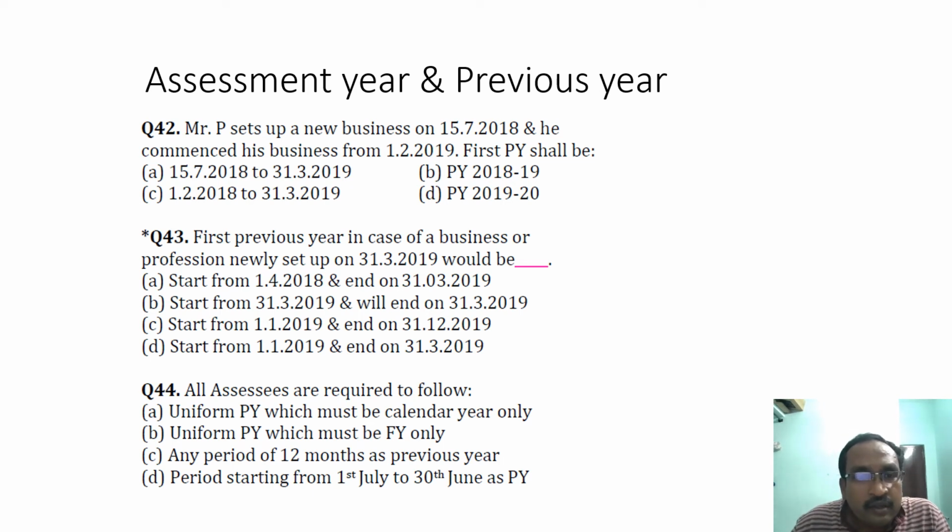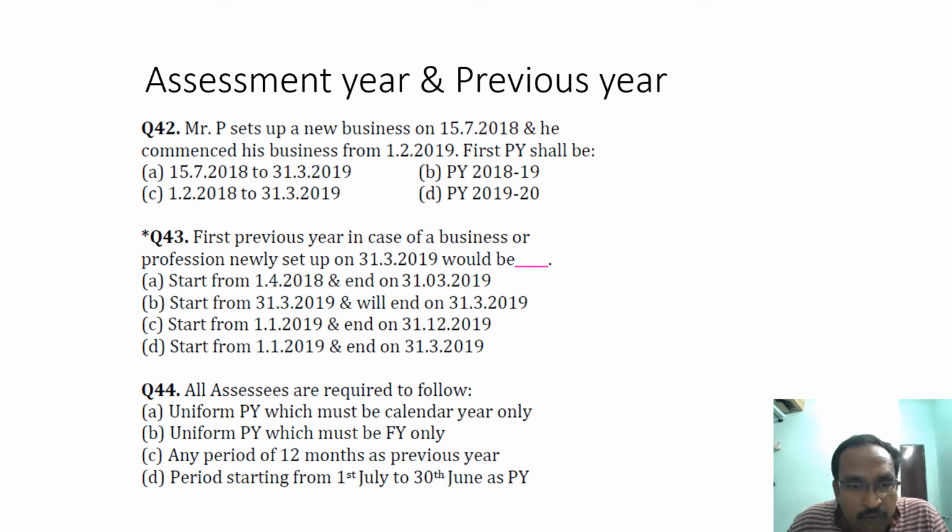Moving to the next question. First previous year in case of business or profession newly set up on 31st March 2019 would be: 1st April 2018 to 31st March 2019; start from 31st March 2019 and end on 31st March 2019; or start from 1st January 2019 and end on 31st. So C, D are wrong. A also is wrong. It's a very tricky question. He started business on 31st March 2019, so it also starts on 31st March 2019 and ends on 31st March 2019.